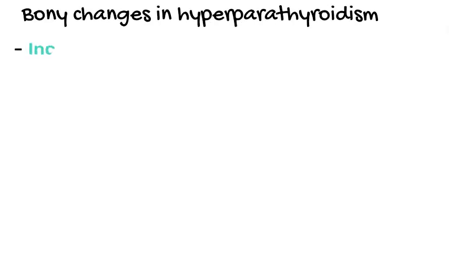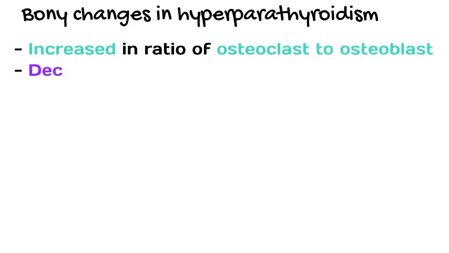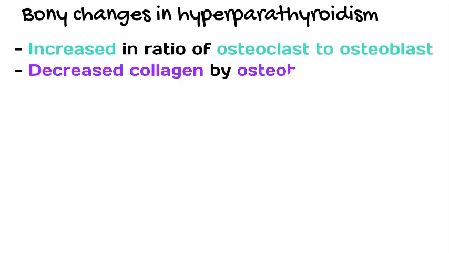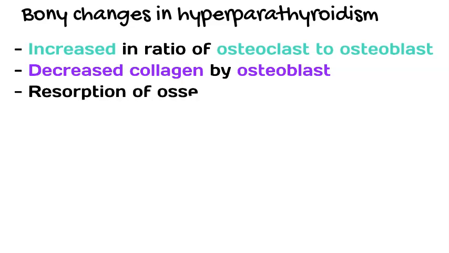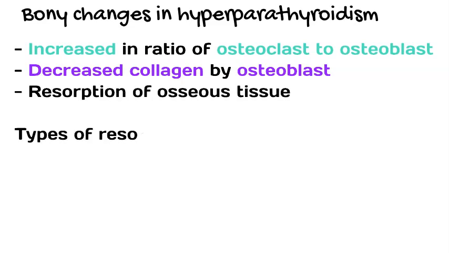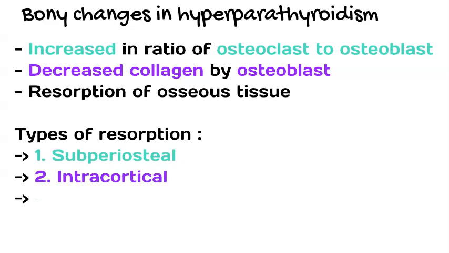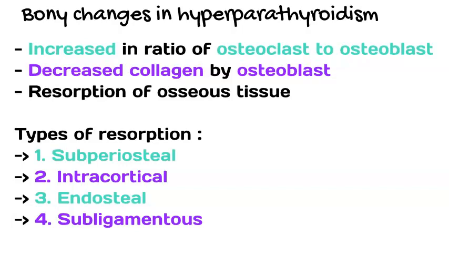Bony changes in hyperparathyroidism. There is an increase in the ratio of osteoclast to osteoblast, decreased collagen by osteoblast, resorption of osseous tissue. The types of resorption: 1. Subperiosteal, 2. Intracortical, 3. Endosteal, 4. Subligamentous.